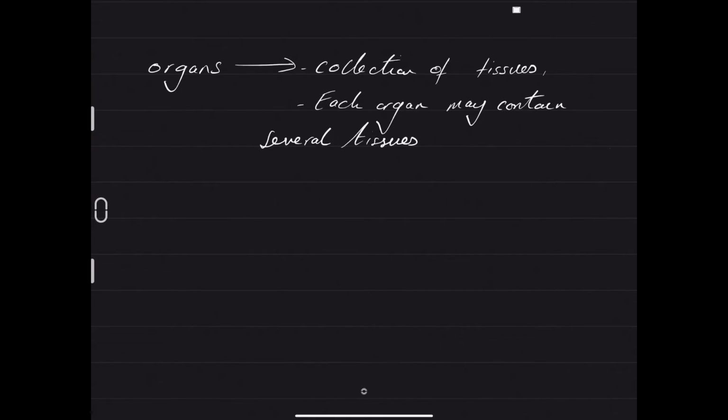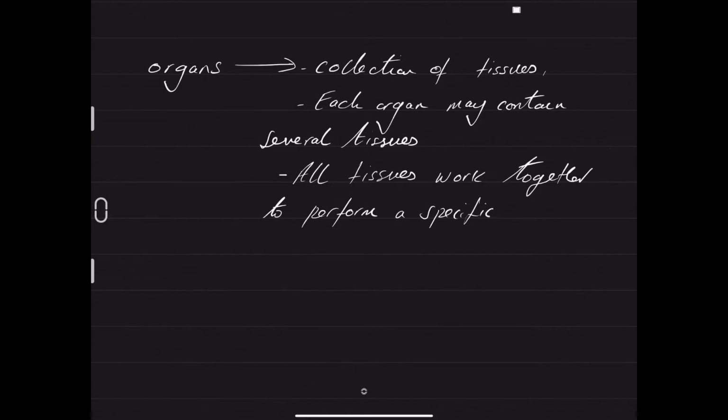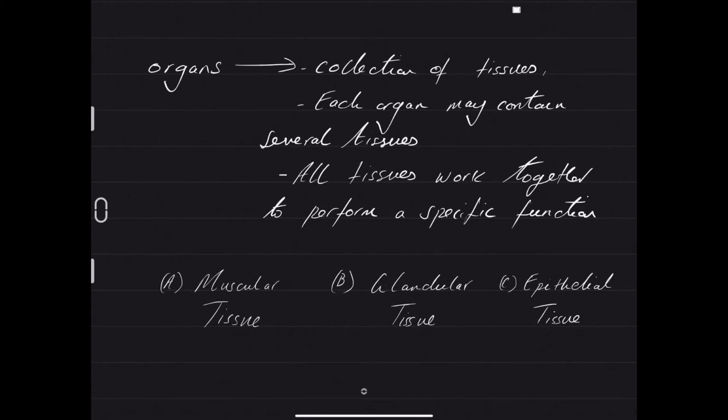Each organ may contain several tissues. And further, the last point I want you to write is that all tissues work together to perform a specific function. 3 types of tissues: muscular tissue, glandular tissue, and epithelial tissue.